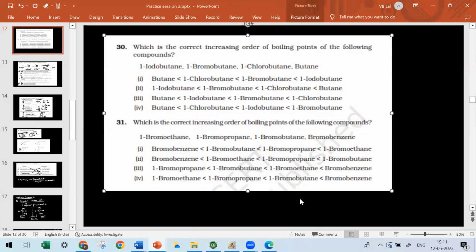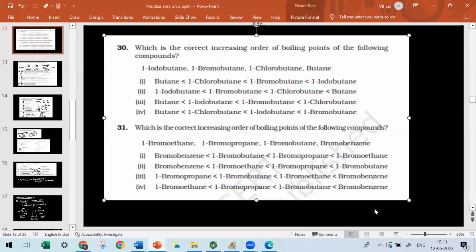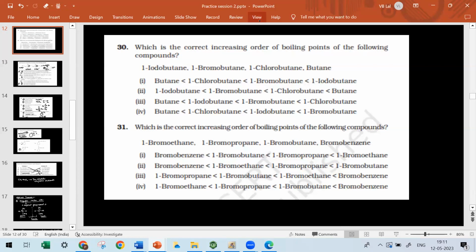Now this was another question where many of you got it wrong in the test, so that's why I have taken it up. Which is the correct increasing order of boiling points of the following compounds? Here only one answer, obviously there cannot be 2. Ma'am, for 31st, this option 2, ma'am. Increasing order of boiling point of the following compounds.